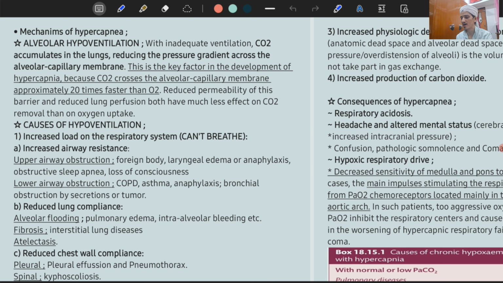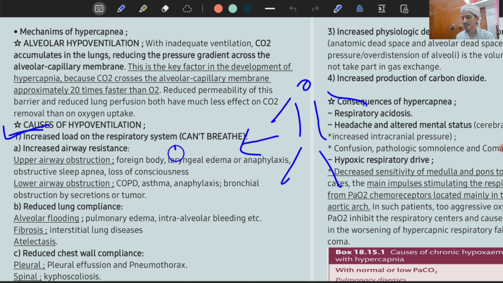So what are the causes of alveolar hypoventilation? The causes can be remembered as can't breathe and won't breathe. Can't breathe, the lungs are diseased, and won't breathe, the lungs may be normal, but the nerve supply and the central drive will be reduced. Coming to can't breathe, the first cause is increased load on the respiratory system. Understand it like this: there is a laborer whose capacity to lift a weight is, suppose, 10 kgs.